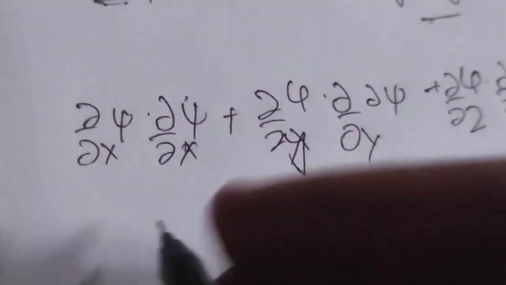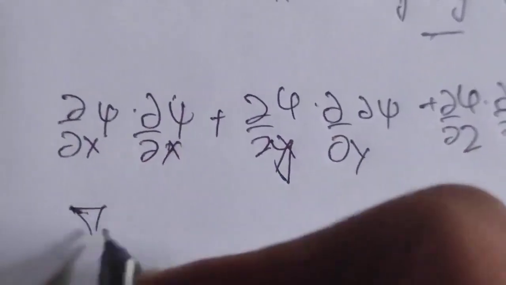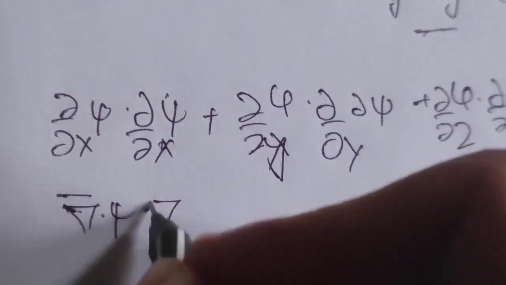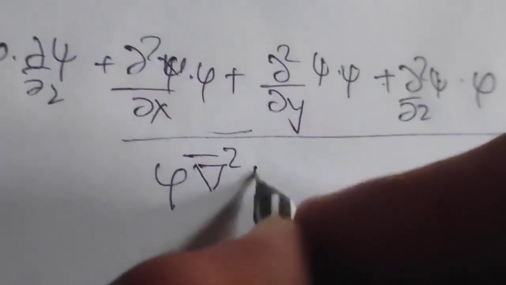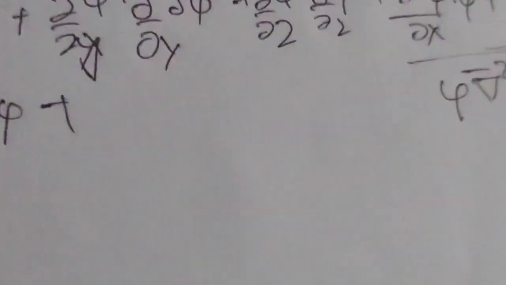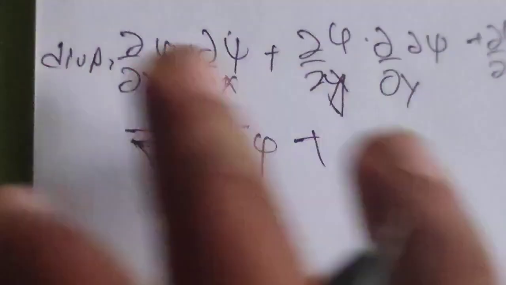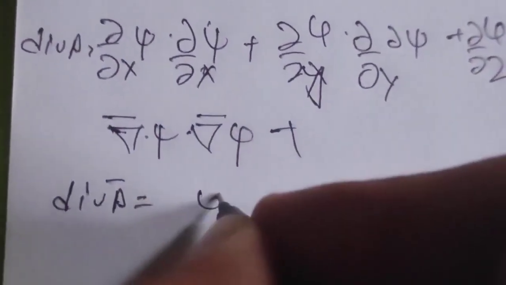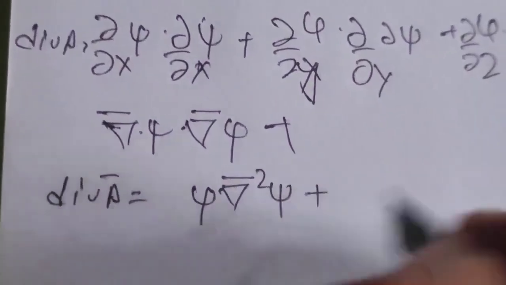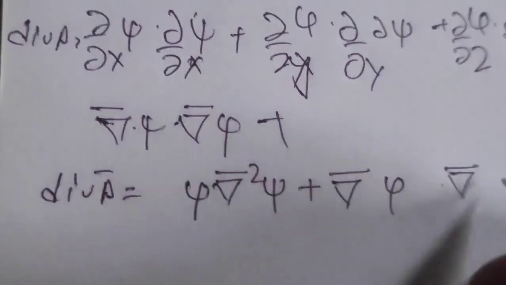So overall, it becomes the gradient of phi dot the gradient of psi, plus phi times the Laplacian of psi. This is all the value of the divergence of A. So let's put all of this into equation 1: phi Laplacian psi plus gradient phi dot gradient psi.